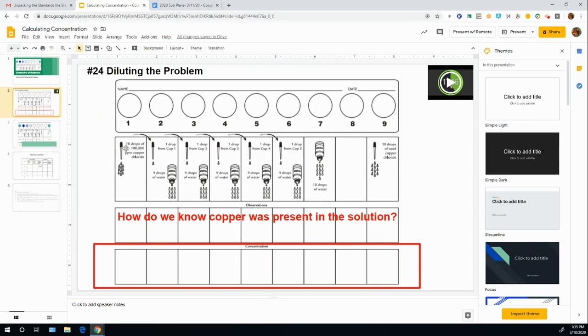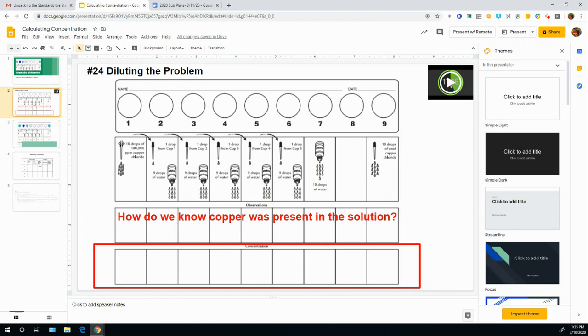Okay, we know that in cup number 1, you put 10 drops of 100,000 parts per million copper chloride. From that 1 cup, you then took 1 drop of the solution and placed it into cup 2 and added 9 drops of water. You then took a drop from cup 2 and put it into cup 3, adding 9 additional drops of water. Okay, our goal today in this portion of the activity is to figure out how much copper was actually present in the solution. And that's my goal today, is to help you get to where you can determine that.